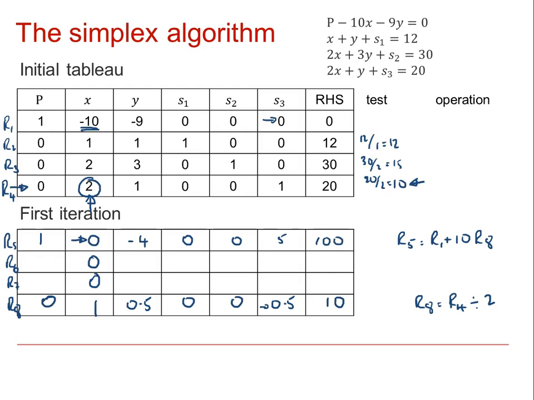The next row, row 2, has got a 1 in the pivot column, so we need to subtract one lot of row 8. So row 6 will be row 2 minus row 8. And that produces 0, 0, then 0.5, 1, 0, and negative 0.5. And the final one will be 12 minus 10, which is 2.